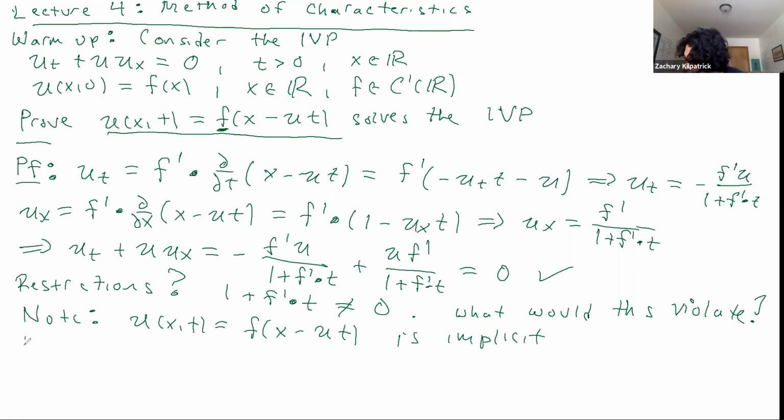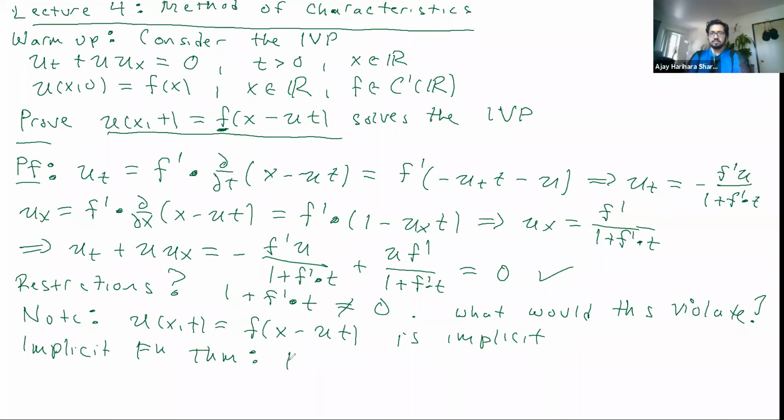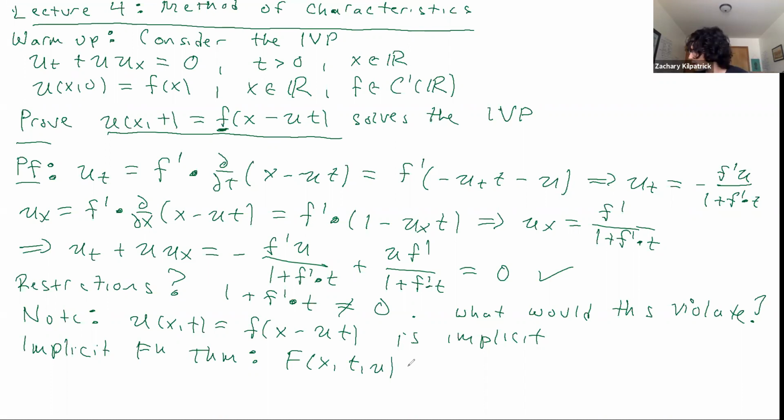And in particular, its definition is governed by the implicit function theorem, okay? So the way that we can write this implicit function is we can say there's some function of x, t, and u that we want to always be 0. So u minus f of x minus ut, okay? should be equal to 0 in order to satisfy this. It's just another way of writing this implicit solution.